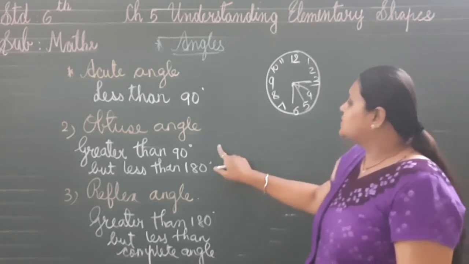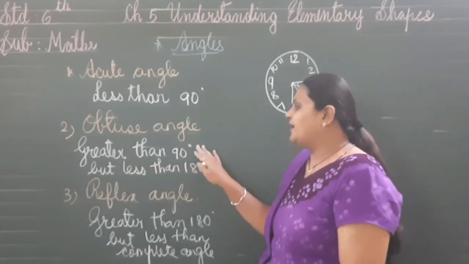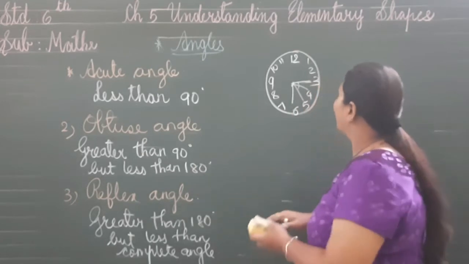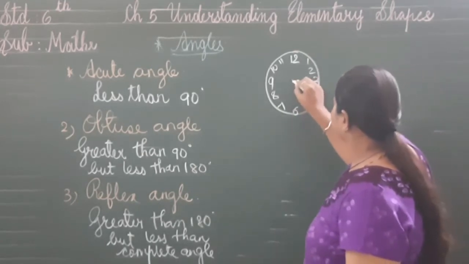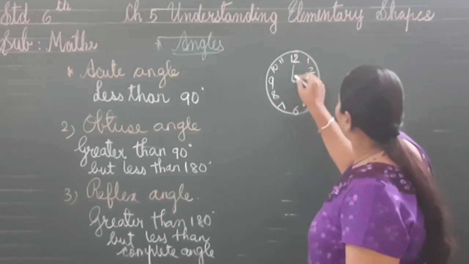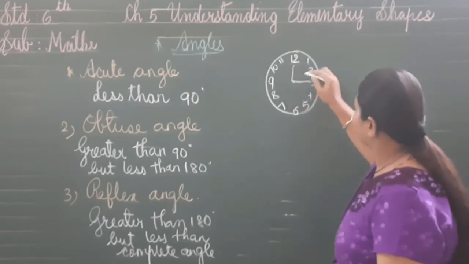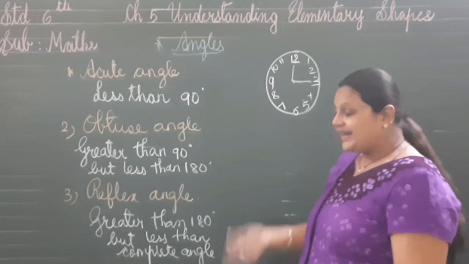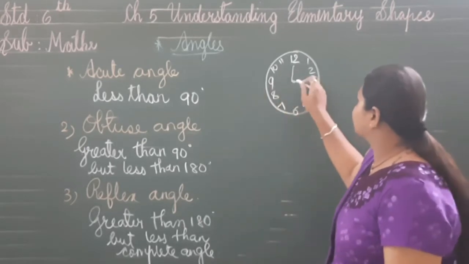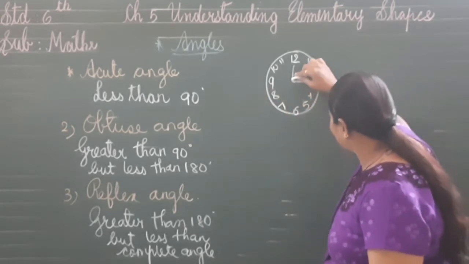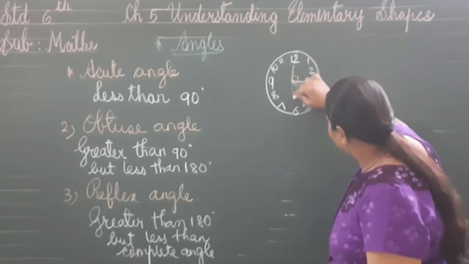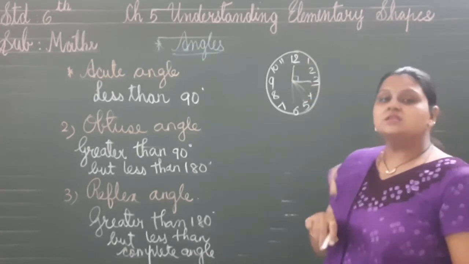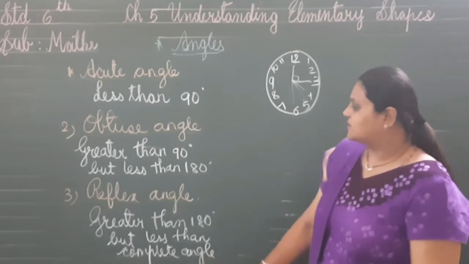In the same way, obtuse angle. It is greater than 90 degrees but less than 180 degrees. Now a right angle shows one hand on 12 and one on 3. This is exactly 90 degrees. Now if the hand of the clock moves here, or here, it is known as the obtuse angle position.